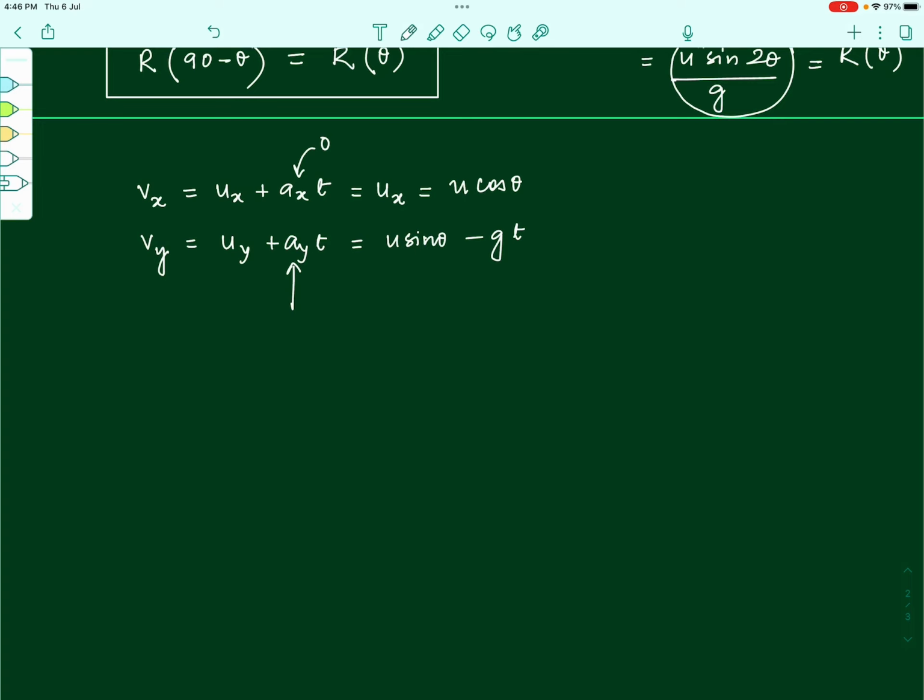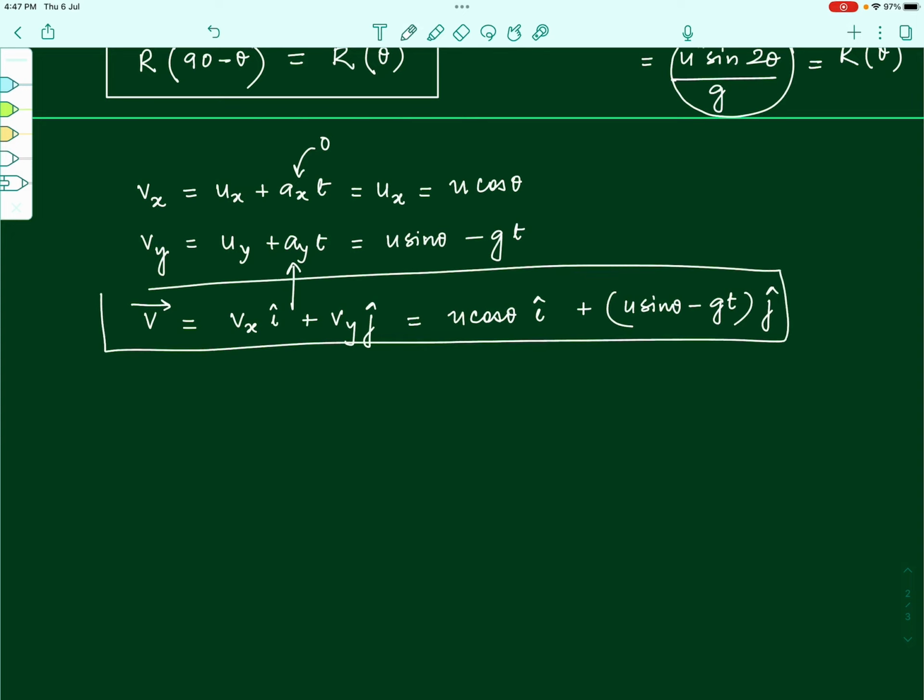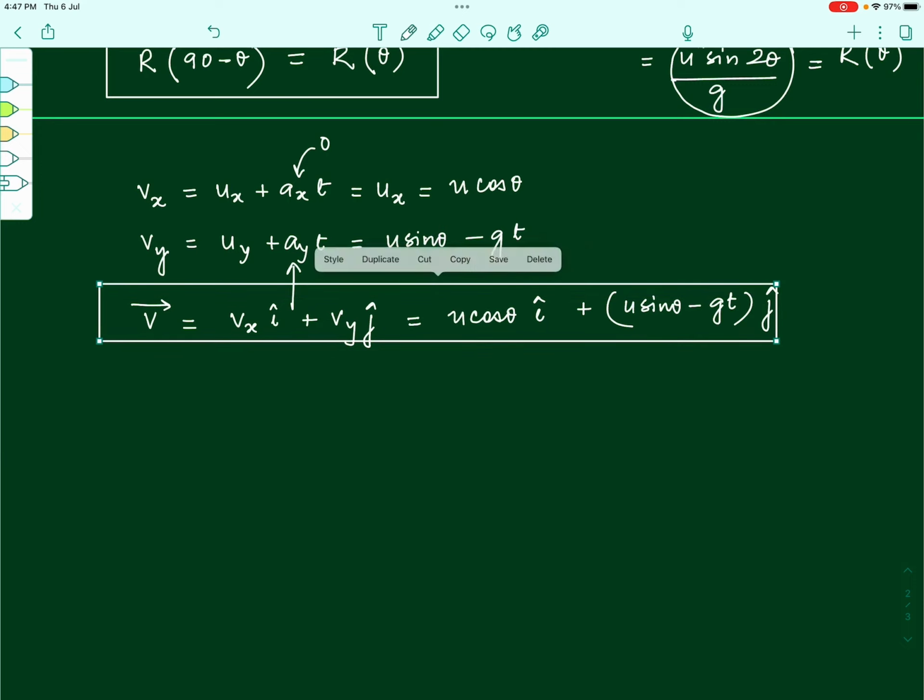From these two expressions, can we find the net velocity of the projectile at any time t? Can we say the velocity vector at any point in time can be written as Vx i cap plus Vy j cap? This comes from our information of vectors, right? So, we can substitute the values of Vx and Vy here. It will be u cos theta i cap plus u sin theta minus gt j cap. This is the velocity vector of the projectile at any time t. Whatever value of time you put here, you will get the corresponding velocity of the projectile, right.